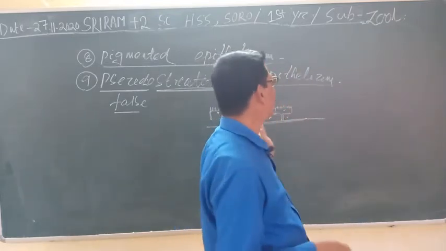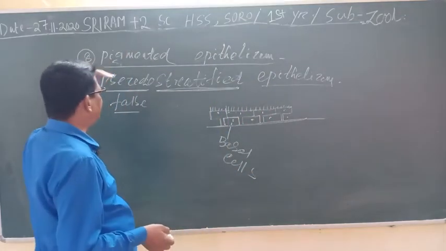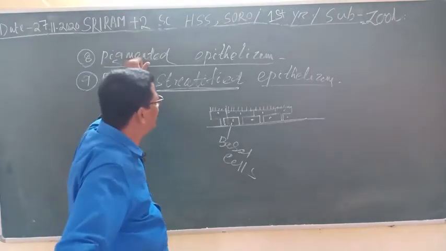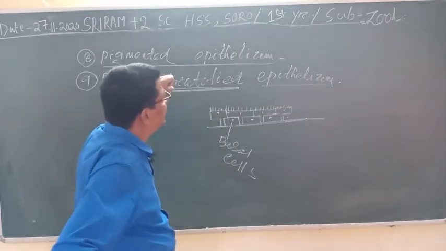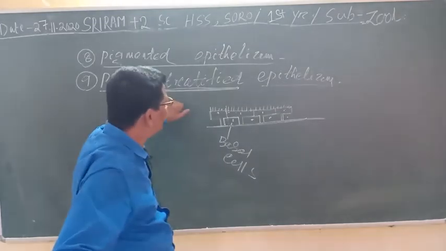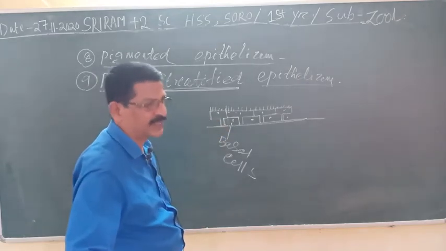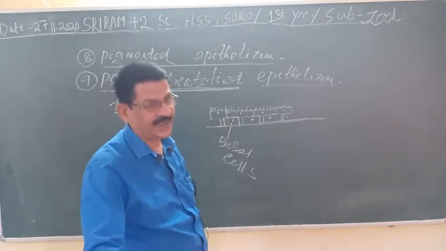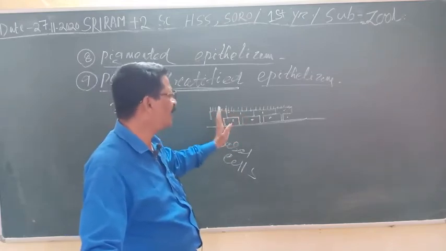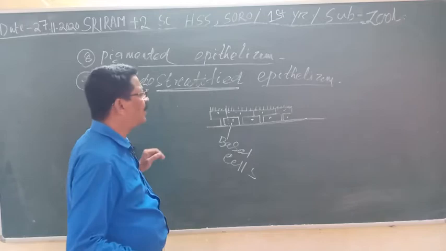That means this is the pigmented epithelium, and this is the pseudostratified epithelium. Pigmented epithelium is where the cells contain the pigment, and a pseudostratified epithelium is actually a simple epithelium, but it appears as a compound, because the cells present on the basement membrane are of different lengths. Some are small and some are large. And the large cells may bear the cilia and the mucus secreting property, and these are found in the trachea.